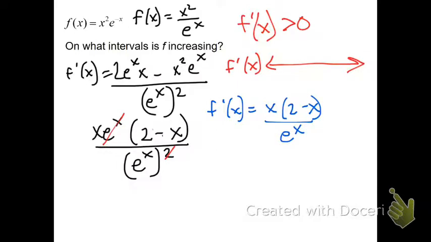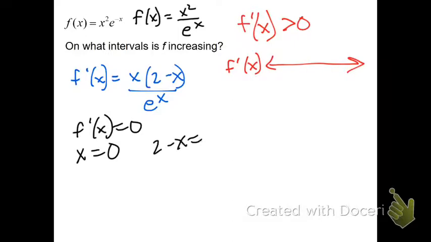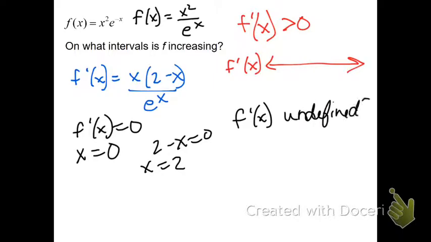And now I need to do my sign chart. So when you do your sign chart, you need to set each factor in the numerator and each factor in the denominator equal to 0 to find your critical points. So in the numerator, when will the derivative equal 0? That will equal 0 when the numerator equals 0. So when x equals 0, or when 2 minus x equals 0, which is when x is 2. When is the derivative undefined? That would be when the denominator is 0.